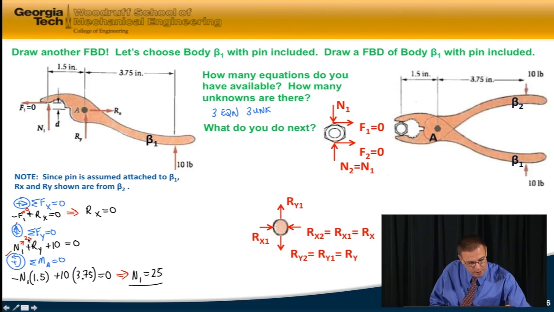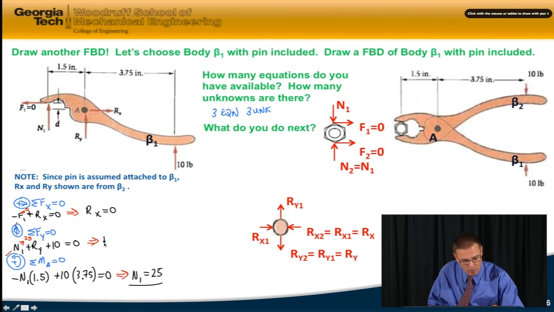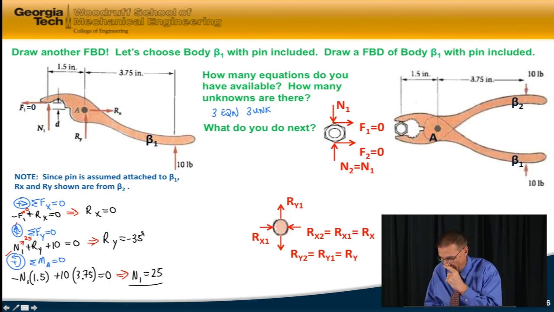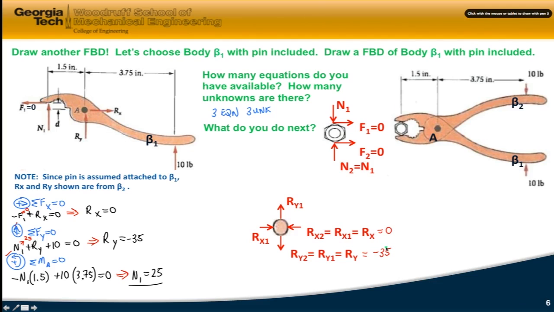So I'll put N1 of 25 up here, which will lead me to Ry equals minus 35. And so Rx was equal to 0, Ry was equal to minus 35, and therefore my final answer for the pin's forces is nothing in the horizontal direction. Since the value was negative, I've got Ry opposite the direction I've drawn, 35 pounds. And that's my answer there. Do the same thing for the nut. No forces in the x direction, but we have 2 compressive forces, 25 pounds, and 25 pounds were my other answer.